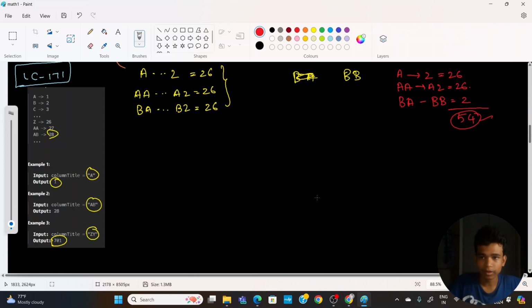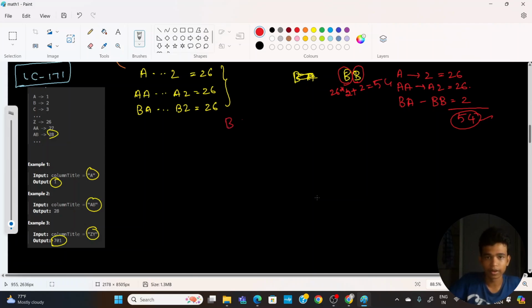Now, without thinking like this, can we think like this: here it is B, so we have just traversed first A then B, so it will be 2. Now here this B, which means I completed 26, again 26, then I entered, so it means 26 into 2 plus 2, which is equal to 54.